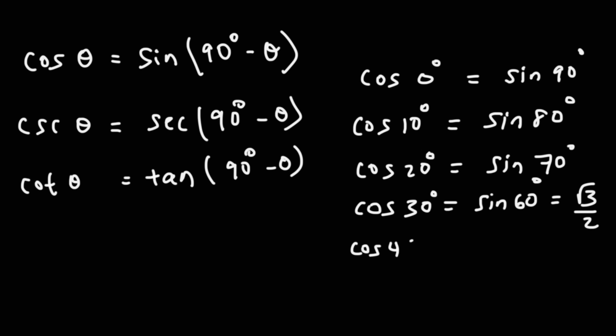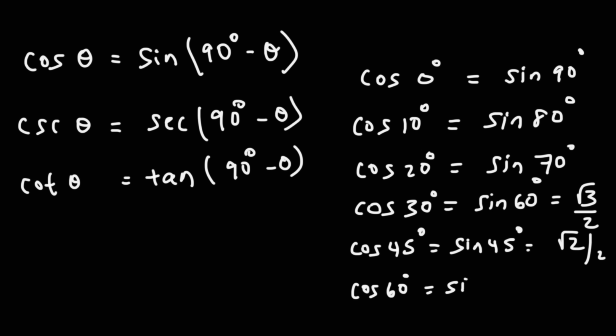Cosine 45 is equal to sine 45. 45 plus 45 is 90, and both are equal to the square root of 2 over 2. Cosine 60 is equal to sine 30. Both of them are equal to 1/2. And cosine 90 is equal to sine 0, both of which are equal to 0. So whenever the two angles add up to 90, the two functions, as long as they're cofunctions of each other, will have the same value.